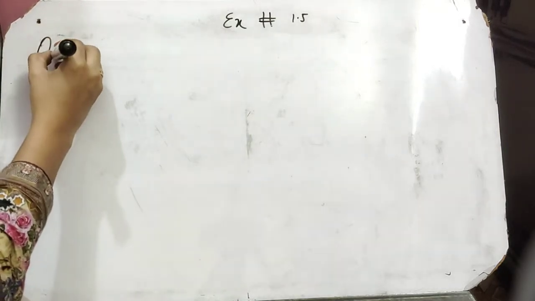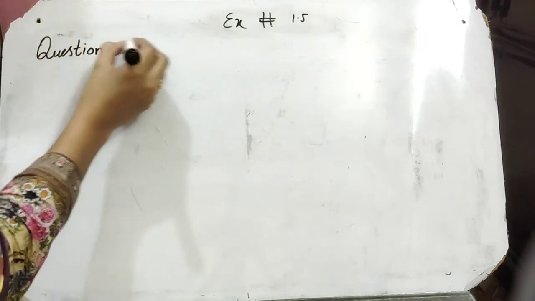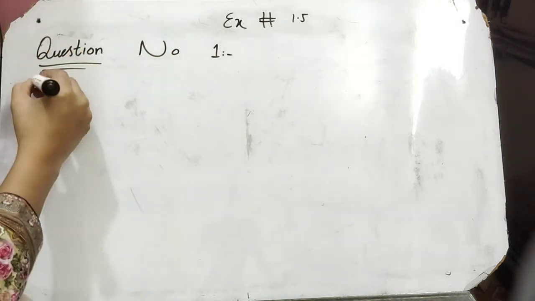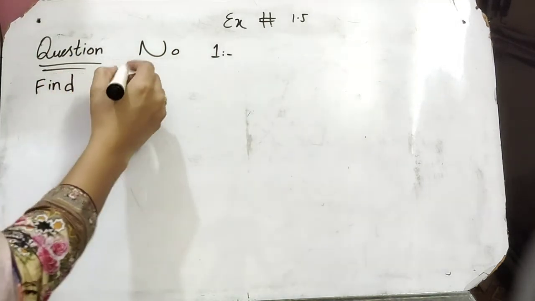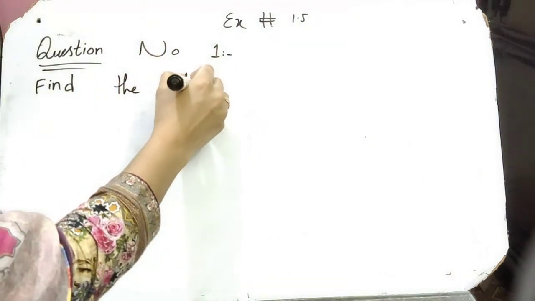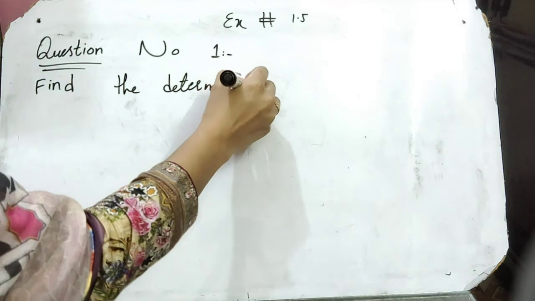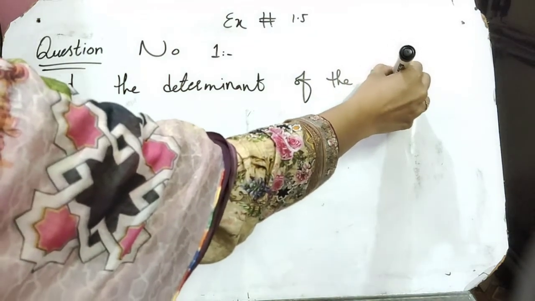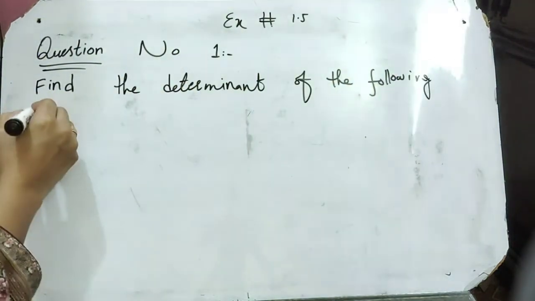Now we can easily solve question number 1 of exercise number 1.5. Question number 1 is: find the determinant of the following matrices.